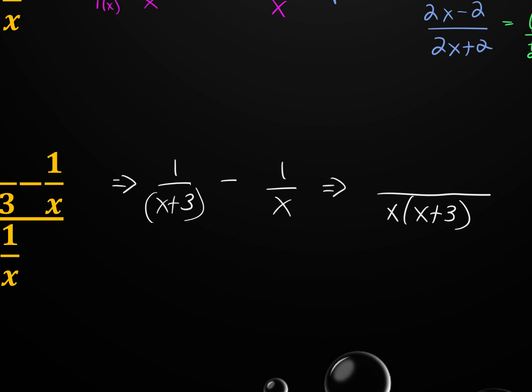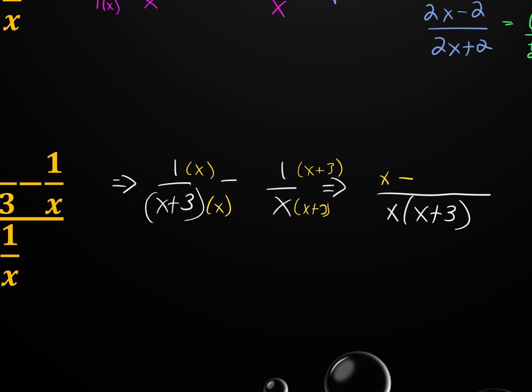Good. So now let's figure out what we have, what we need. My first fraction has the x plus 3. What is it missing? X. So we multiply the bottom and top by x. Good. So I have x minus. My second fraction has the x. What is it missing? X plus 3. Good. And x plus 3.